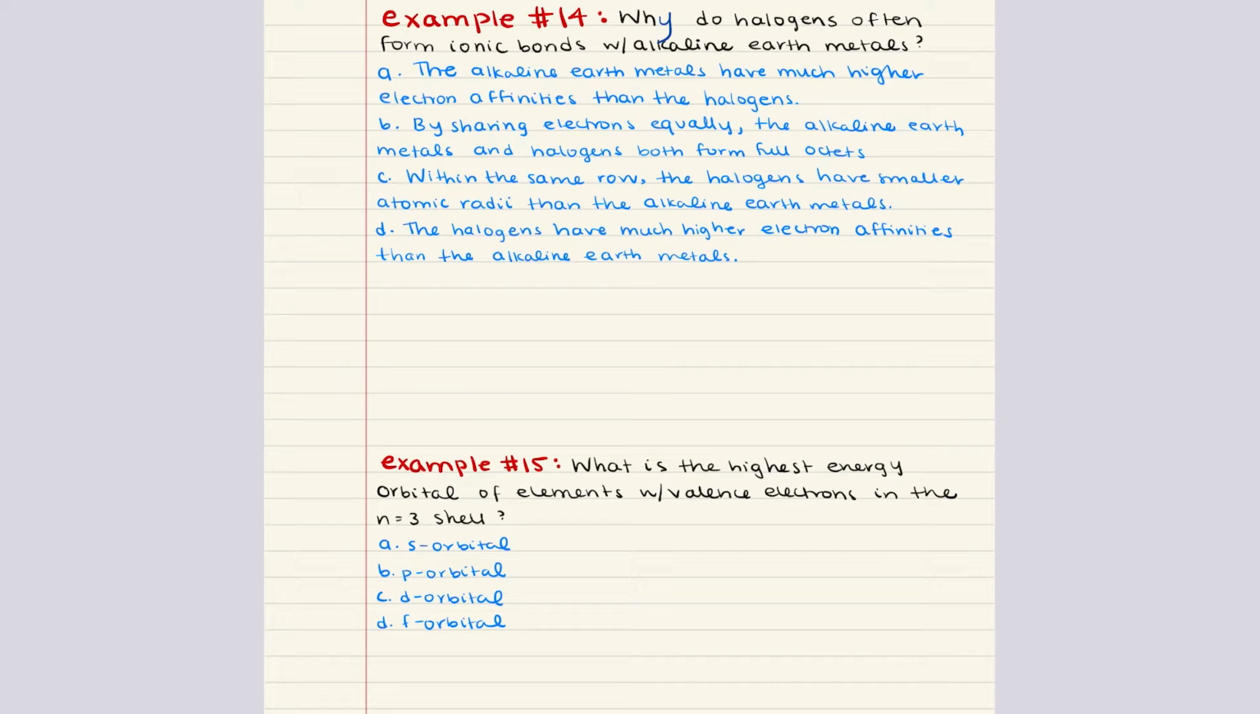Problem 14 says, why do halogens often form ionic bonds with alkaline earth metals? Now, halogens are found in group 17 of the periodic table, and these elements have high electronegativity and electron affinity, meaning that they have a strong tendency to gain an electron to achieve a stable noble gas configuration.